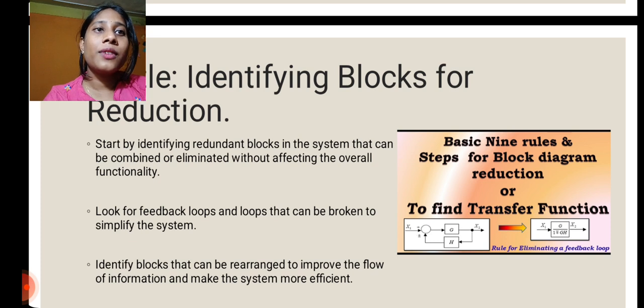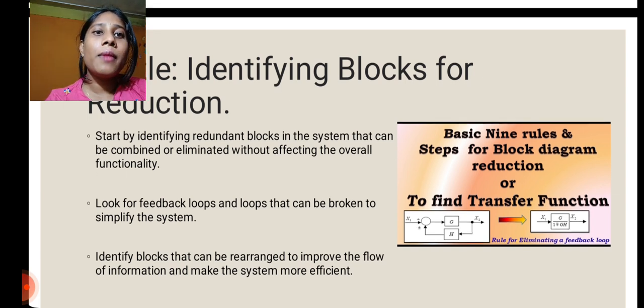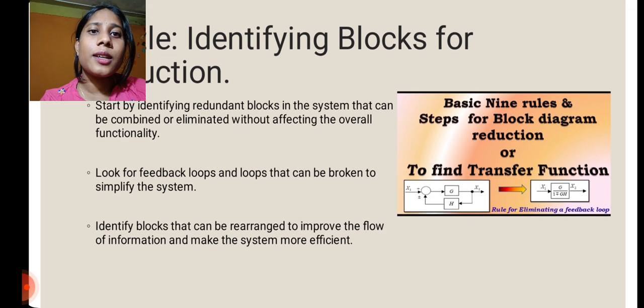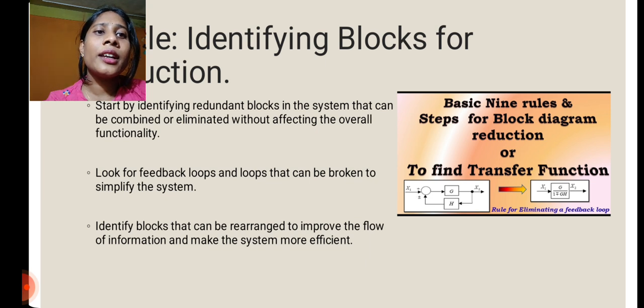How to identify the reducible blocks. Start by identifying blocks in a system that can be combined or eliminated to improve overall functionality. Look for feedback loops and loops that can be broken to simplify the system. Identify blocks that can be rearranged to improve the flow of information and make the system more efficient.